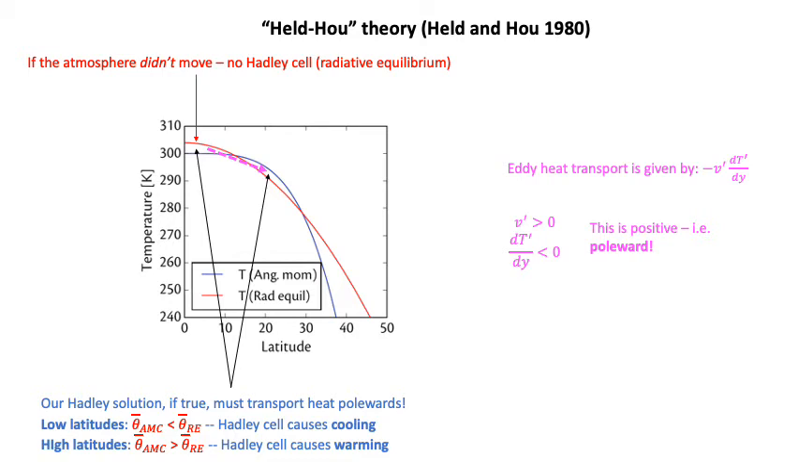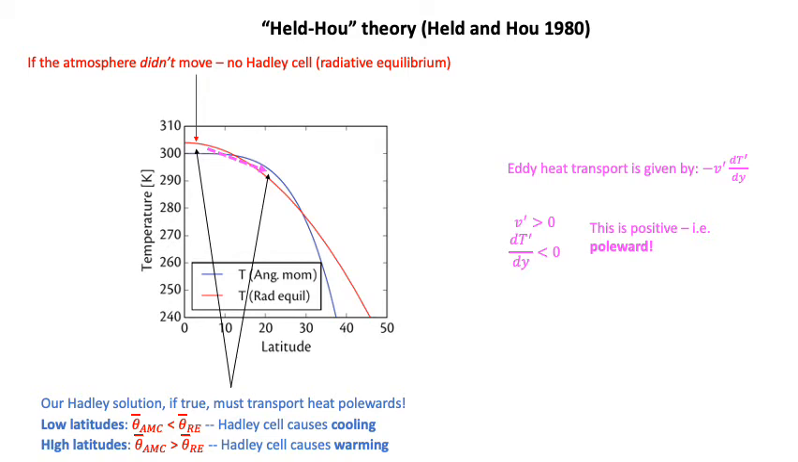And specifically what you're seeing here is that at low latitudes, the angular momentum conserving solution is actually colder than the radiative equilibrium solution, which is to say that the Hadley cell, in this case, implicitly has transported heat towards higher latitudes. So it's cooling the low latitudes. And then at high latitudes, the angular momentum conserving solution is warmer than the radiative equilibrium solution. And so that means this Hadley cell is causing warming.